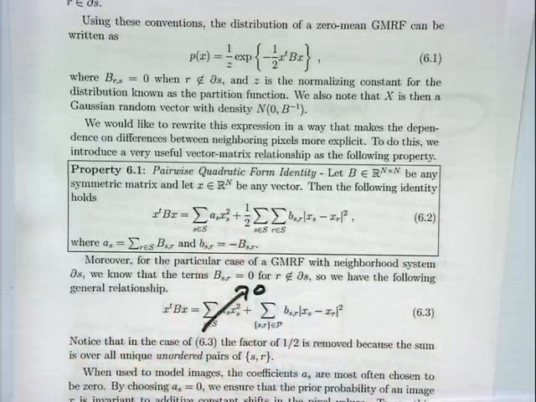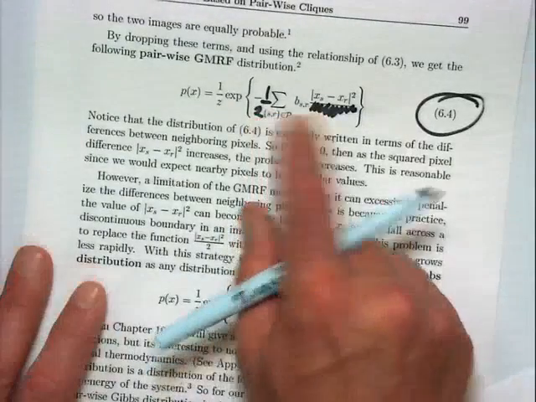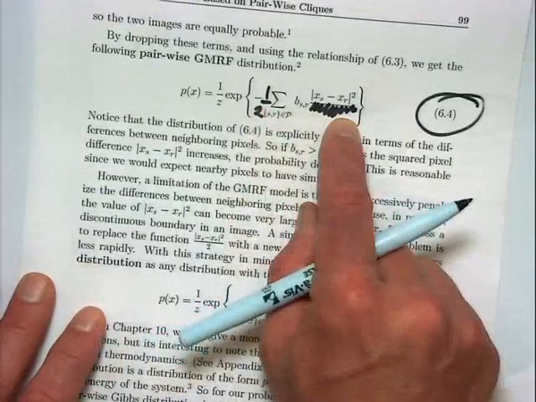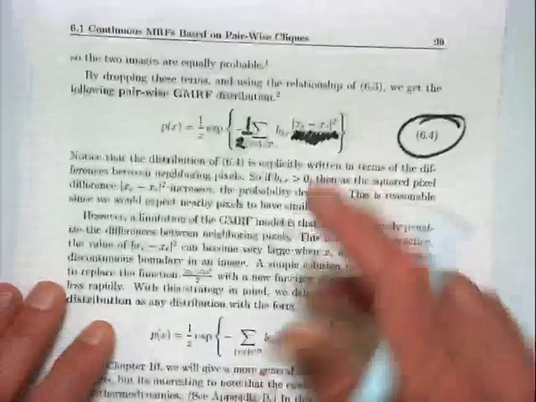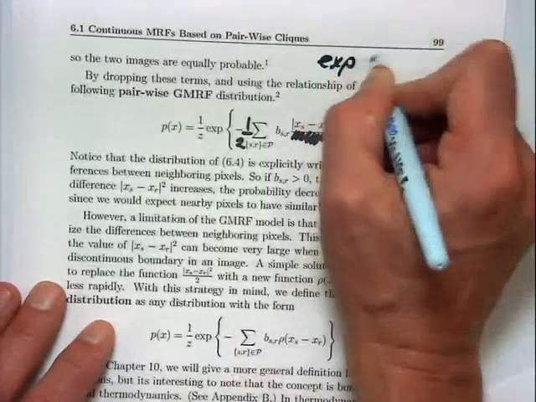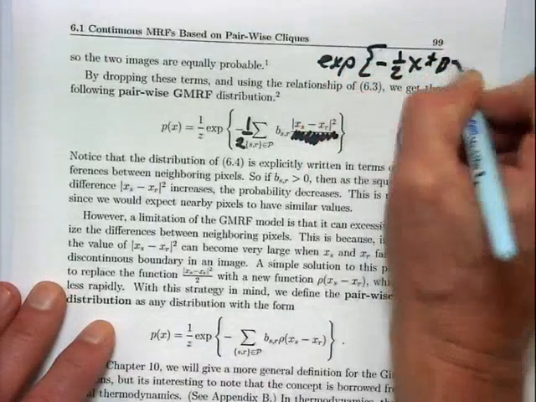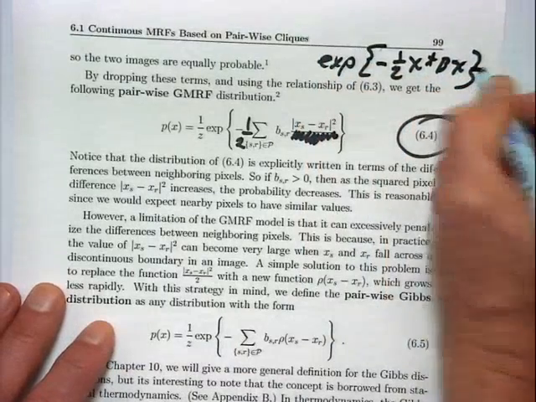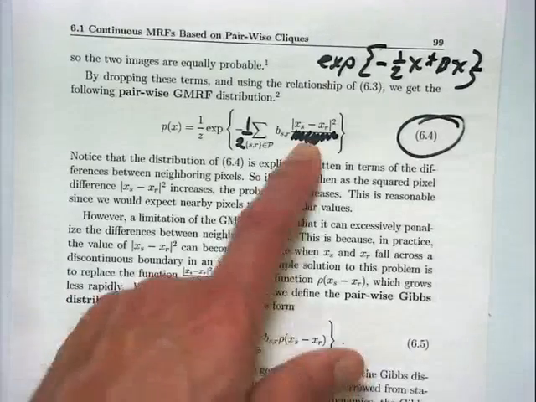But over here, I worried, but I was in fact correct. When I actually write the distribution down, I divide by 2 because you divide by 2 in the Gaussian distribution. Remember, it's exponential of minus 1/2 x transpose D x. So this is the distribution.